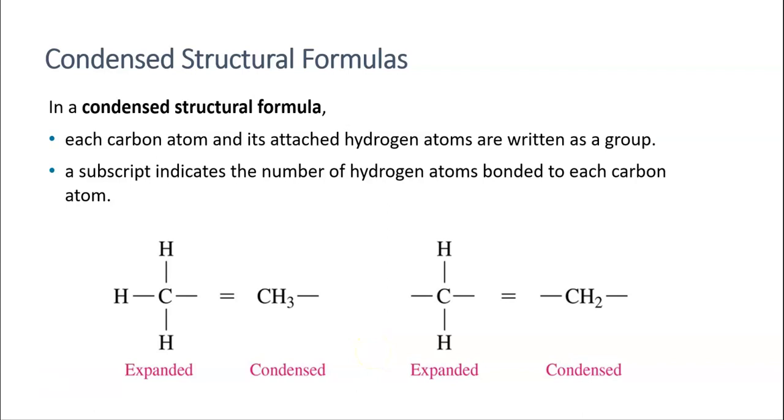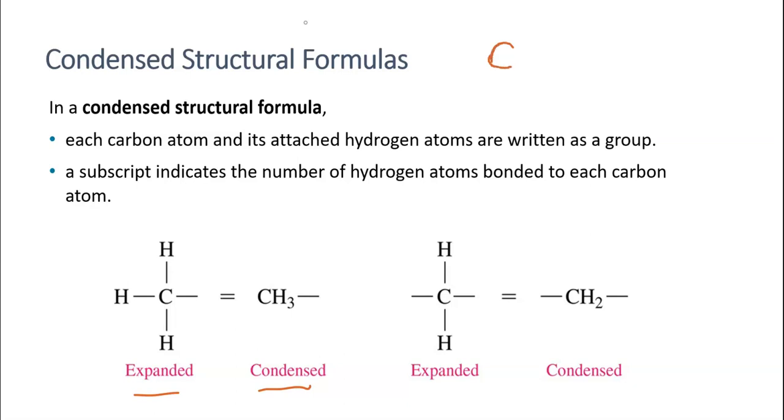For hydrocarbons, we can draw two different types of structural formulas. One type is the expanded structural formula and the second type is the condensed structural formula. So let's take a simple example, methane.